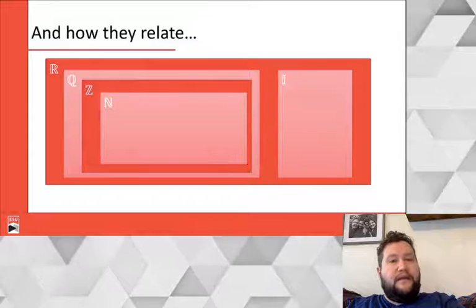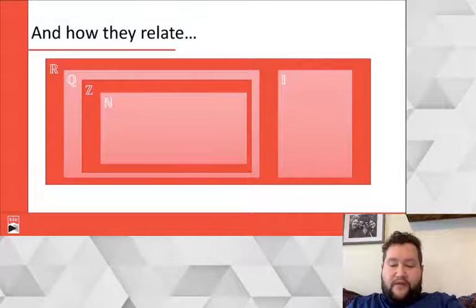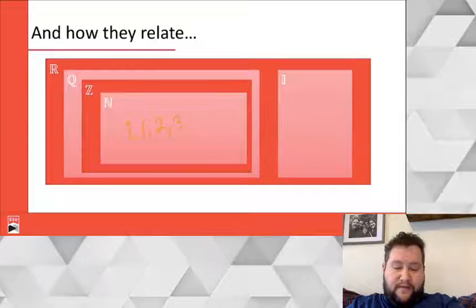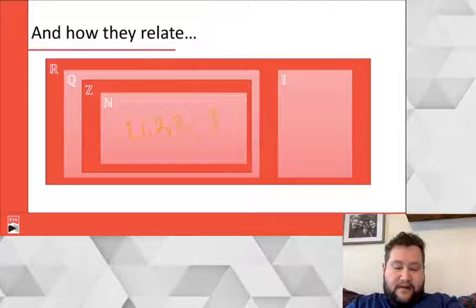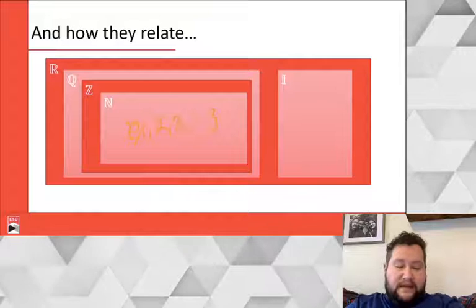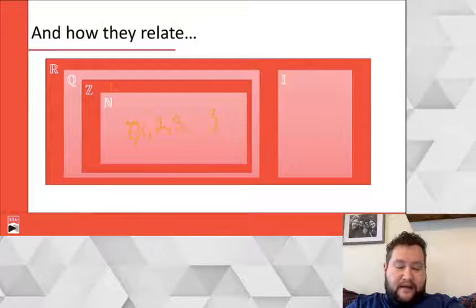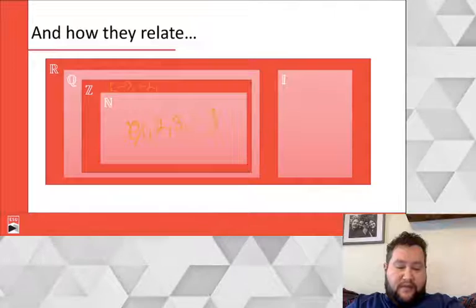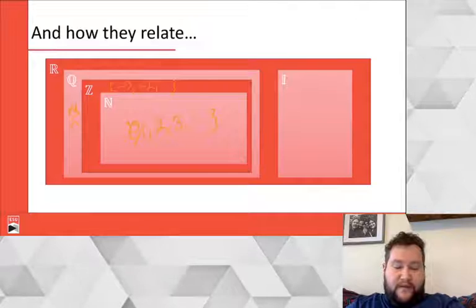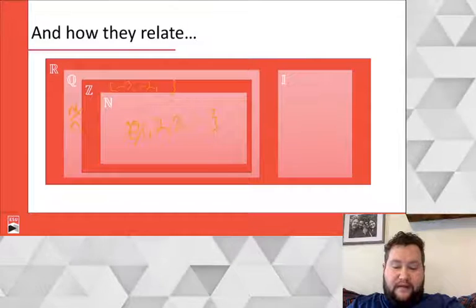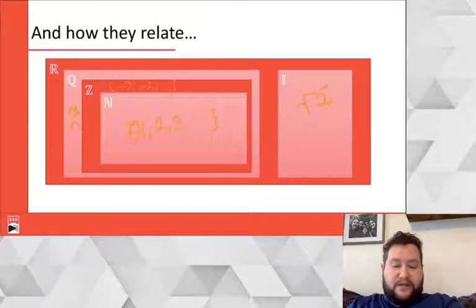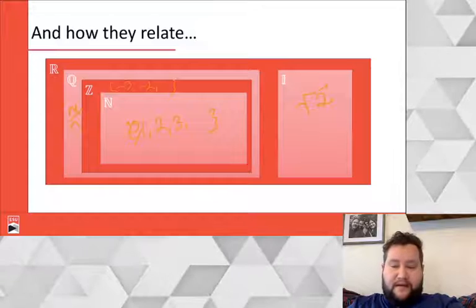And we know how they relate. So we have all of our natural numbers here inside. We have 0, 1, 2, 3, and so on. Z adds to that our -3, -2, and so on in both directions. Our rationals give us our fractions. We have our irrationals, like the square root of 2, which can't be written as a fraction. And then our real numbers are just Q and I together.